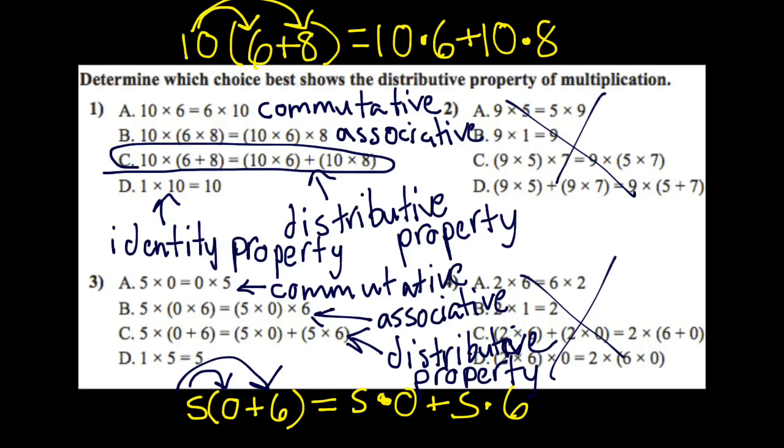And then the last one, 1 times 5 equals 5. Like I said earlier, anything times 1 equals that number. That's the identity property of multiplication, which is something we'll be talking about more in the next video. So my answer is C. That one shows me the distributive property. So that's my answer.